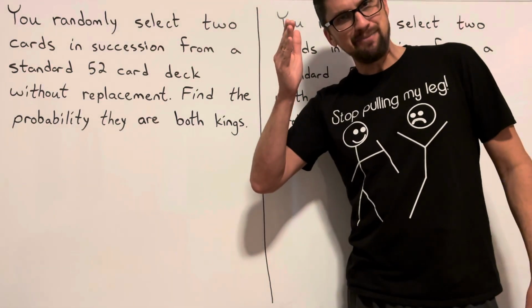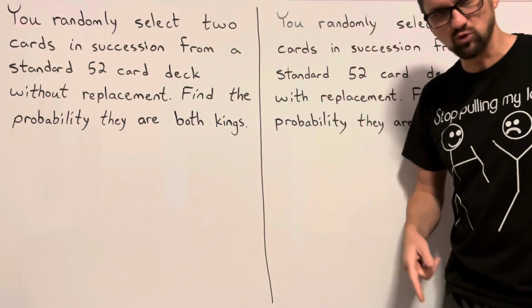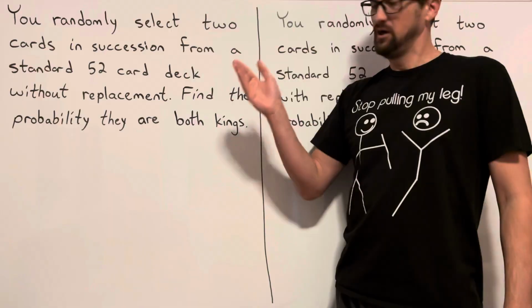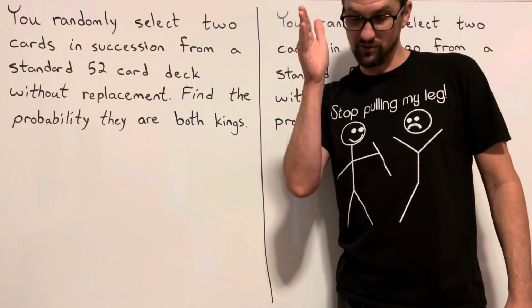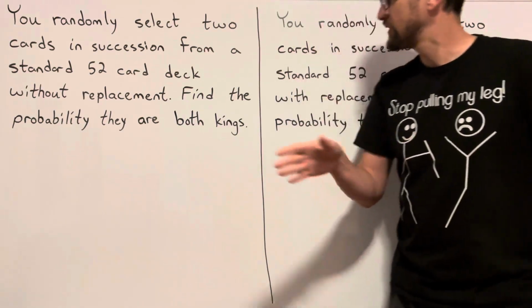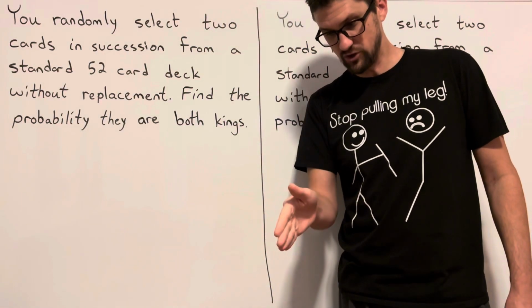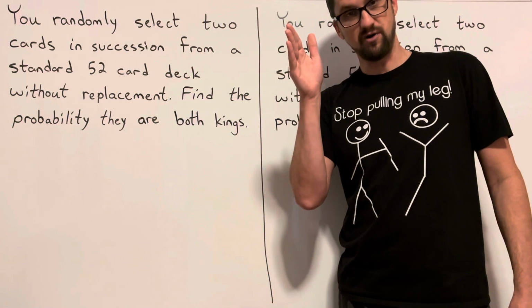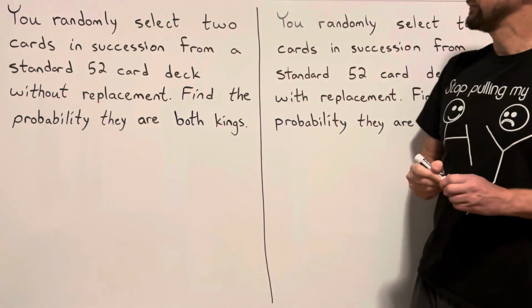When events happen in succession, we can use the multiplication rule for probability. We're going to find the probability of the first event, multiply it by the probability of the second event, and if there's more events, you just keep on multiplying. We only have two events here. The probability of the first card being a king, and then the probability of the second card being a king.